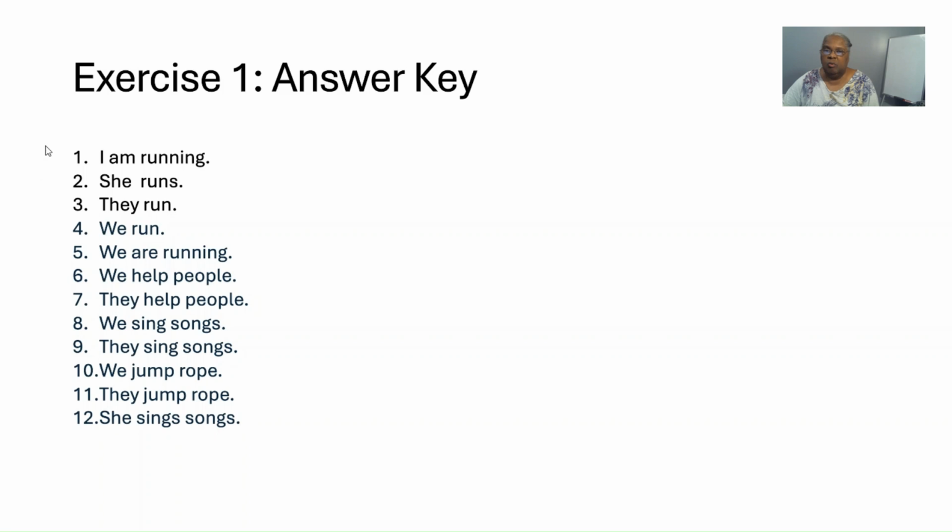Here is exercise 1 answer key. Let's read the sentences that have the correct answers. 1. I am running. 2. She runs. 3. They run. 4. We run. 5. We are running. 6. We help people. 7. They help people. 8. We sing songs.